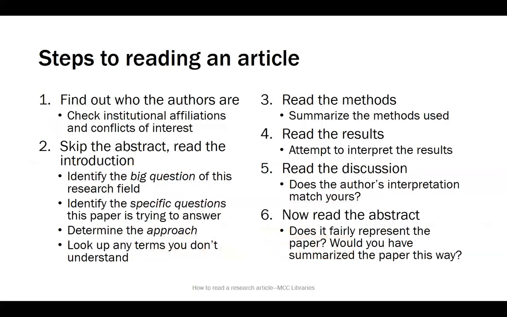So to break down the steps to reading an article, first of all, you want to find out who the authors are, including checking the institutional affiliations and the conflicts of interest. Next, you want to skip the abstract and you want to read the introduction. You want to identify the big question of this research field. You want to identify the specific questions this paper is trying to answer. Determine the approach. Then look up any terms you don't understand.